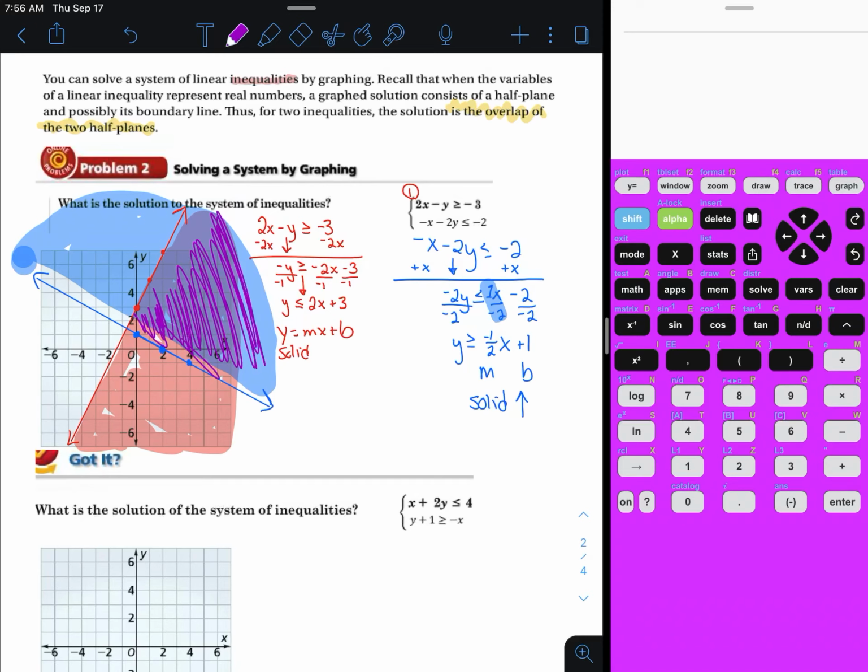Any point inside of here that you plug in will plug into both equations and get the correct answer from the get-go. So any x comma y would plug into both of these original equations and give you true solutions.